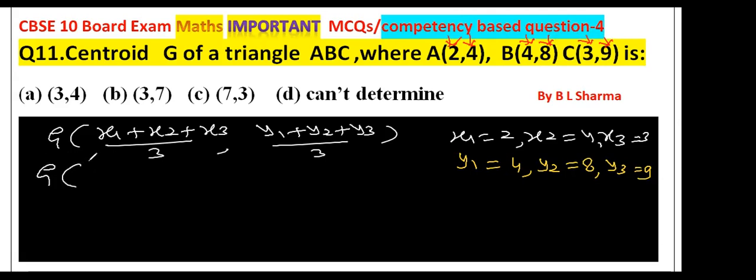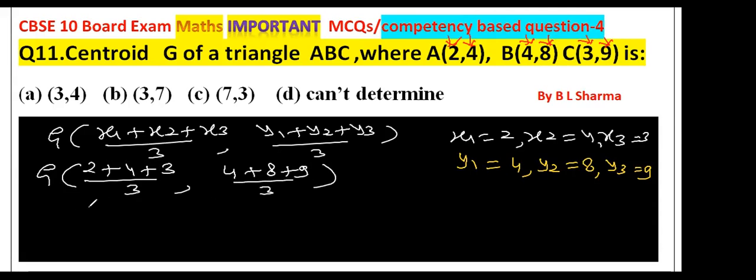Therefore, that is 2 plus 4 plus 3, that will be the x coordinate, and 4 plus 8 plus 9 by 3, that will be the y coordinate. So that is 3 and 7. So the coordinate of the centroid G will be 3, 7, and therefore B is the correct option. The centroid formula often comes up in equations, so you should remember it.